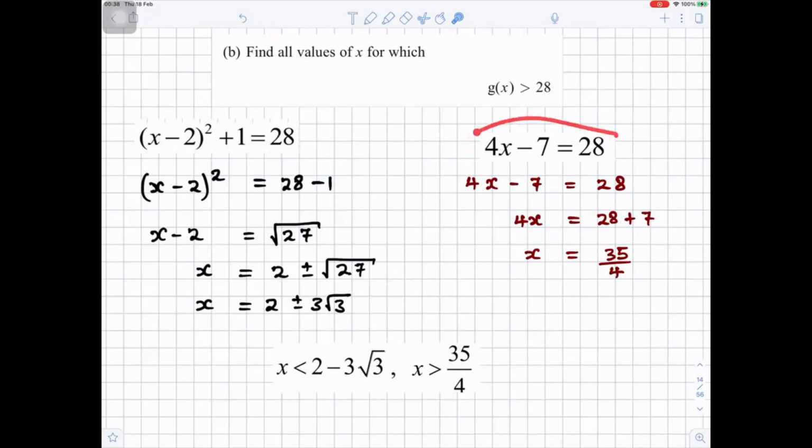Okay, let's go and solve 4x minus 7 equals 28. Minus 7 goes to the right, it becomes plus 7. So 4x equals 35. You divide by 4, 35 divided by 4, so that's what x is. So what you will find out is, for g of x to be bigger than 28, x should be less than 2 minus 3 root 3, or x should be greater than 35 over 4.